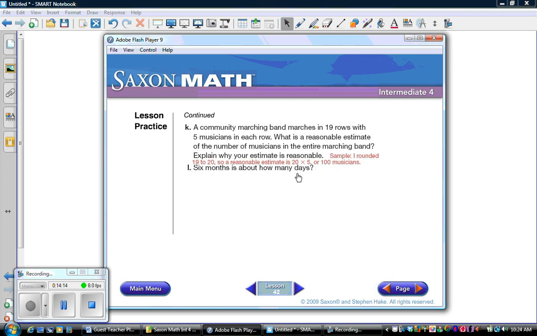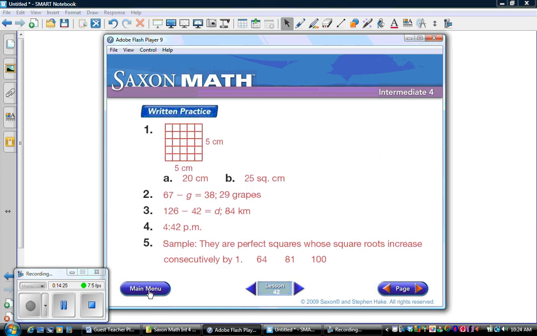6 months is about how many days? And we know the average month is about 30 days. So 6 times 30, 180 days. And we are finished. You need to go back and check 41 though.